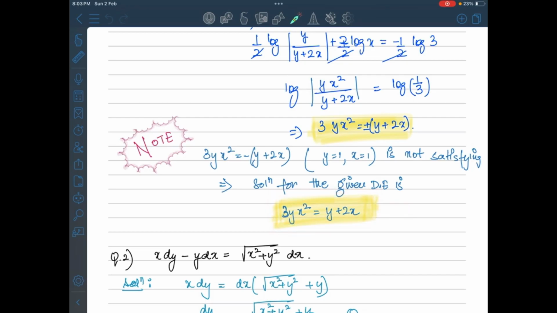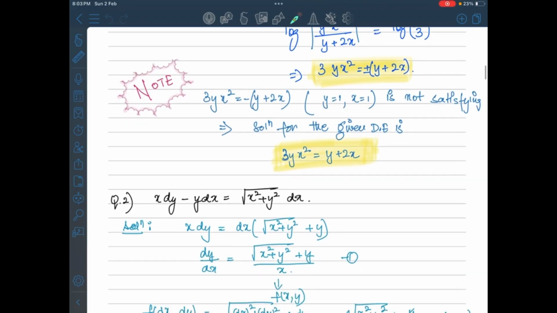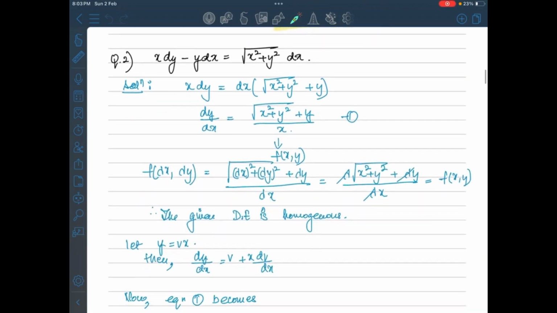But in case it is getting satisfied, then you are supposed to put both plus and minus. Okay, so this is your final answer for the question. Going for the next question.